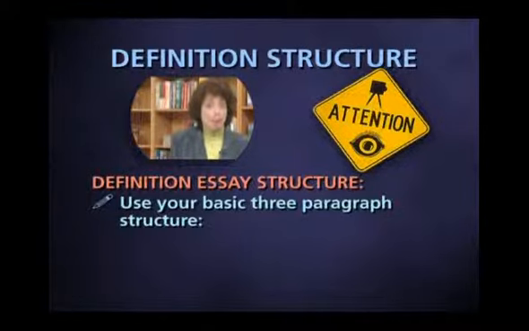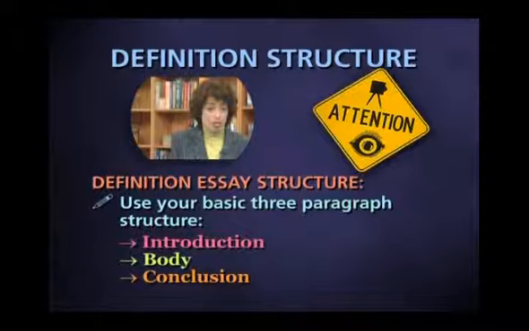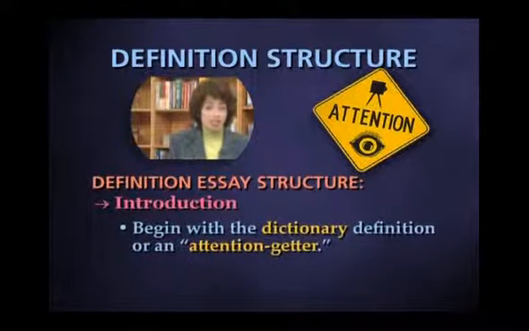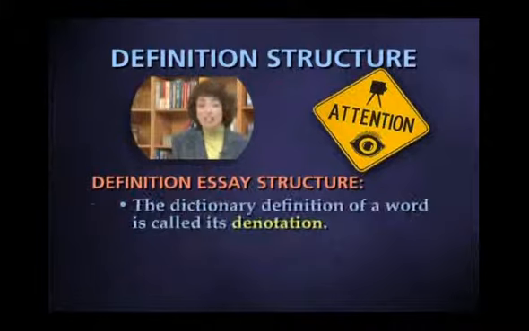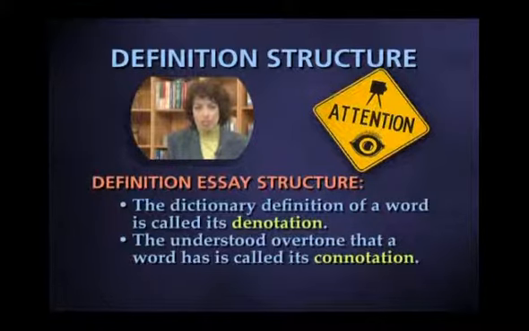Use your basic 3-paragraph structure. Your introduction, your body, and your conclusion. Begin with a dictionary definition or an attention getter. The dictionary definition of a word is called its denotation. The understood overtone that a word has is called its connotation. Since you'll probably be dealing with connotation, always start with a denotation so that everybody is on the same page.